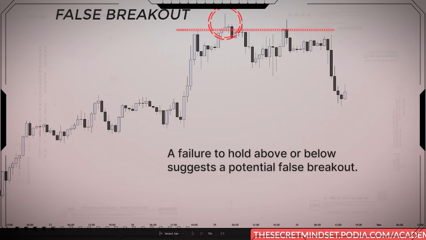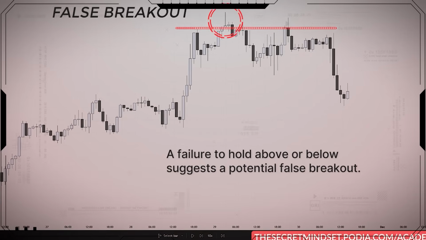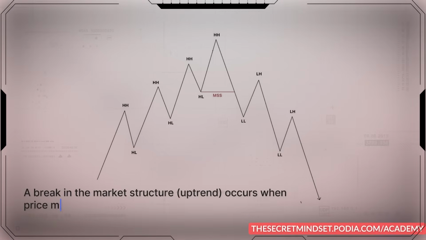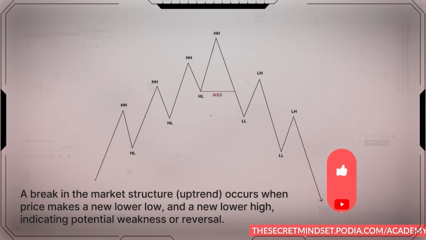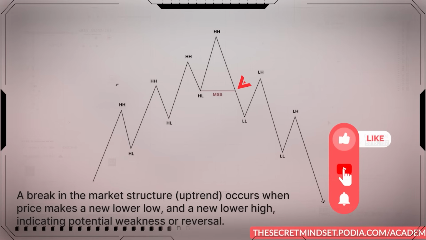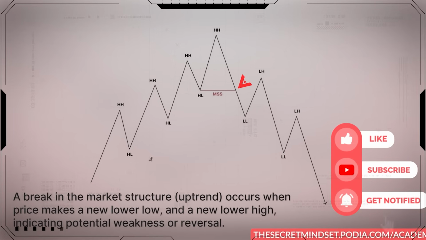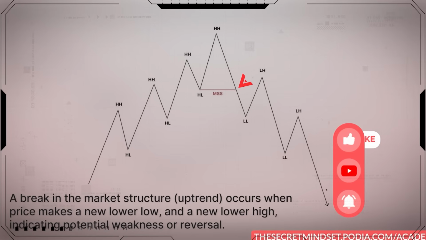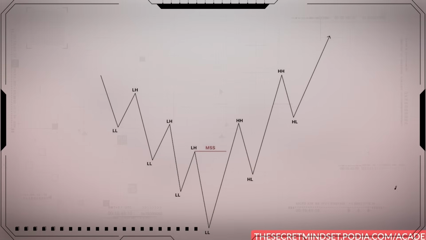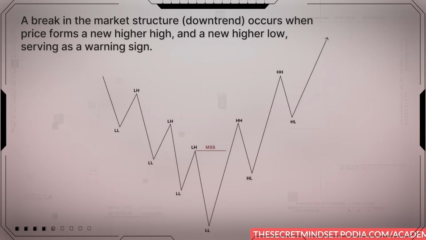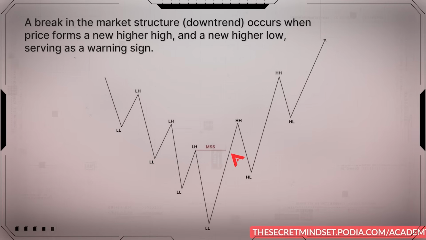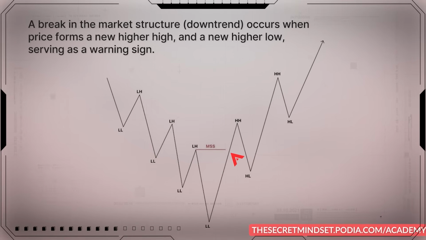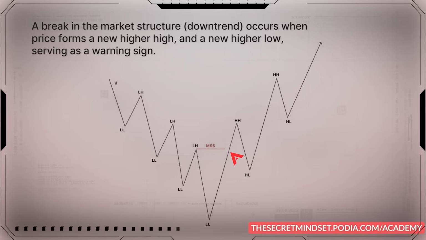Lastly, keep an eye out for the breaks in market structure. In an uptrend, a break in the market structure occurs when price makes a new lower low and a new lower high, indicating potential weakness or reversal. Similarly, in a downtrend, a break of structure happens when price forms a new higher high and a new higher low, serving as a warning sign.